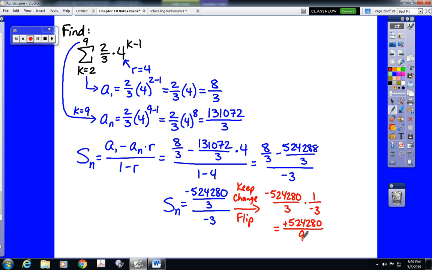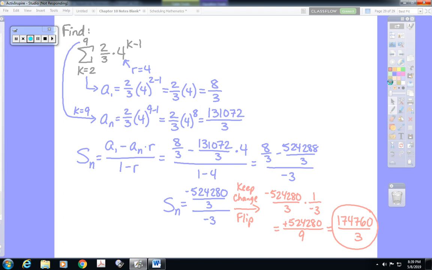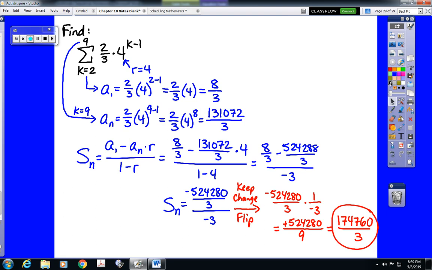So we do a quick check here to see if that fraction reduces by dividing the top by 3. Hey, it does reduce. So that reduces to 174,760 over 3. Again, we're in Algebra 2. Not all of our numbers are going to work out nicely. We need to be prepared for ugly problems that make us use our math skills. That does it for sigma notation of geometric series.